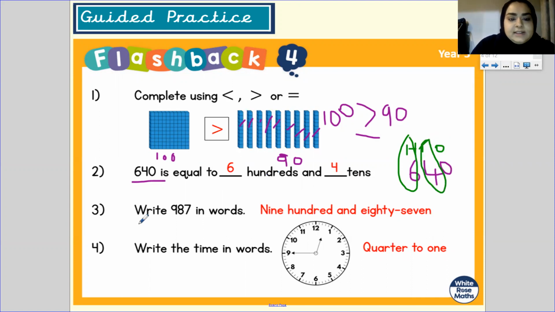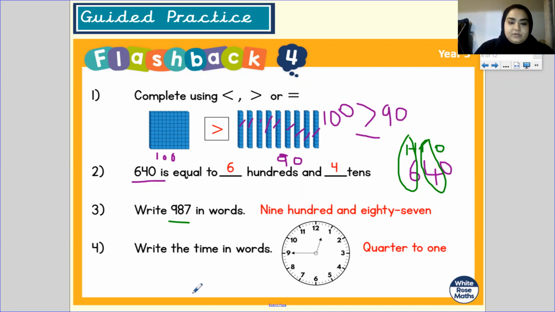Okay, then it says write 987 in words, and this is how you should have written it, 987. Yeah, you should be using your phonics knowledge in maths. Okay, it's not just for English, you use it in every subject to help you spell your words.